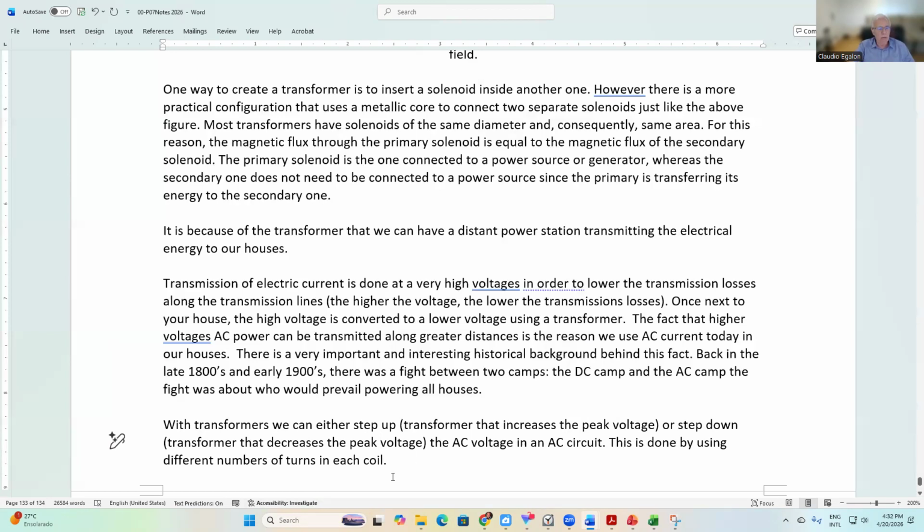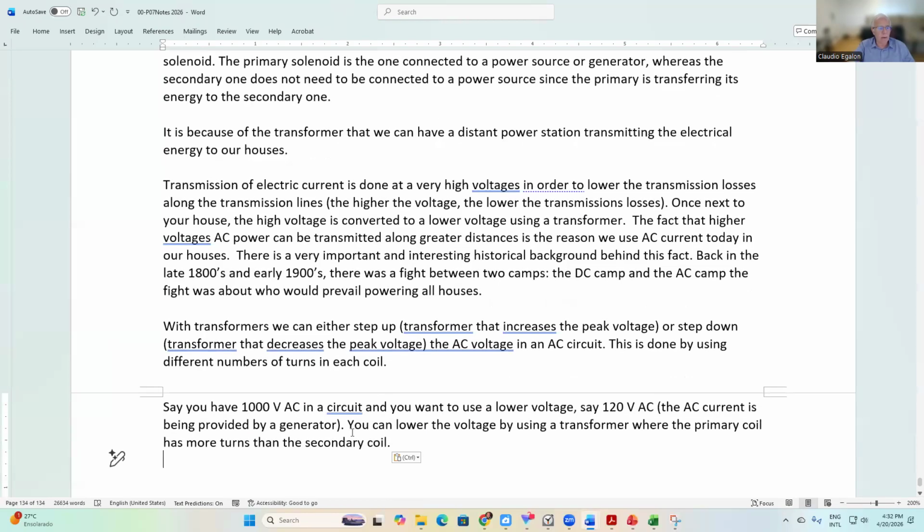This is done by using different numbers of turns in a coil. So how does the whole thing work? We just use Faraday's law. Say that you have a 1,000 volts AC circuit coming from the street, and you want to lower the voltage to 120 volts. You can lower the voltage by using a transformer where the primary coil has more turns than the secondary coil. And there is a math behind that.